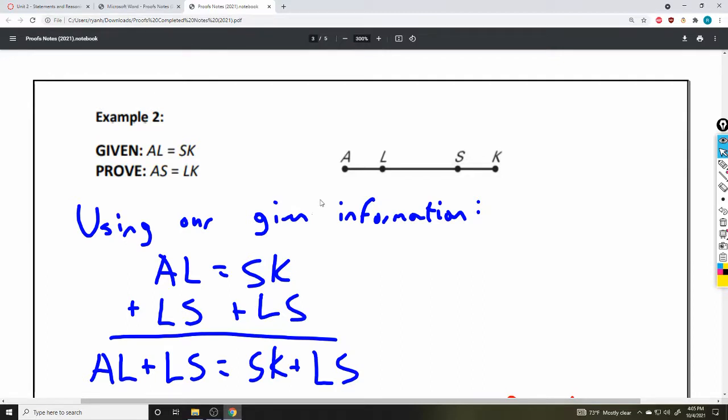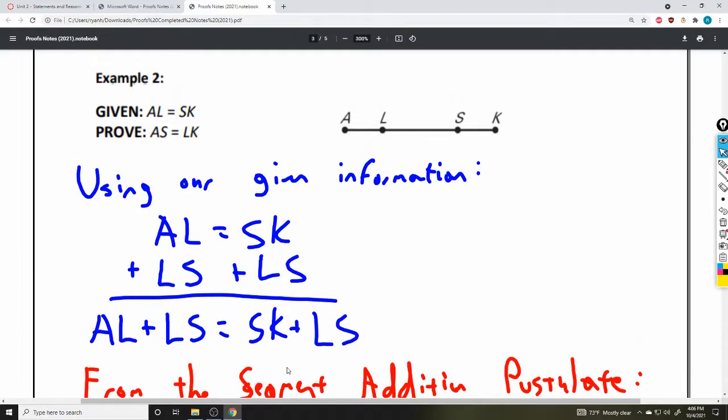Then I can say, notice, I saw a lot of people get here, but notice that where I am not at is at A to S. I am not at L to K. So I need to get from here to A to S, and from here on the right side to L to K. How am I going to do that? The segment addition postulate. The segment addition postulate says I can take the pieces, add them together, and I get the whole thing.